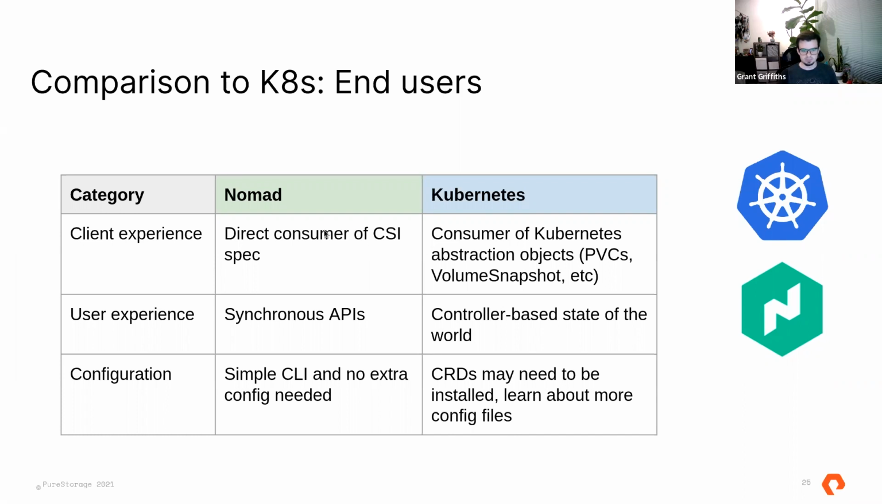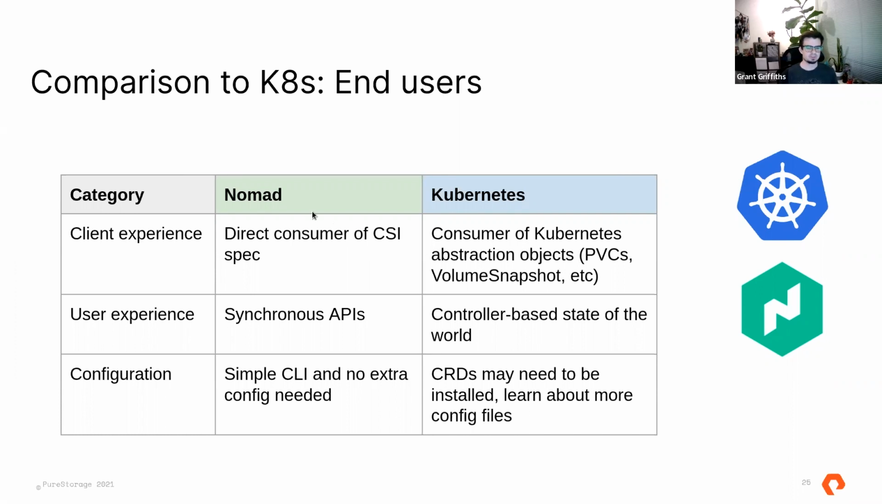Next is the client experience. What I noticed is that with Nomad, it feels like you're a direct consumer of the CSI spec, which I liked as a plugin maintainer. You're actually using the exact names for the CSI volume access modes. And then with Kubernetes, you're using the abstractions, for better or for worse. So the PVCs, for example, if you're familiar with Kubernetes, and volume snapshot. So that's just a little difference that I noticed.